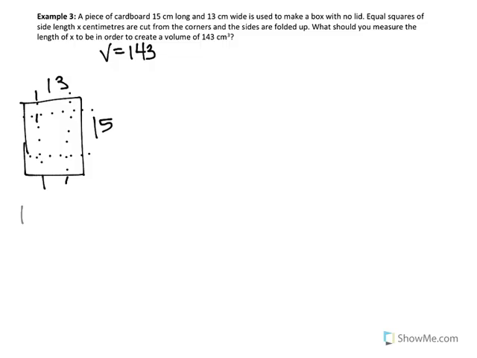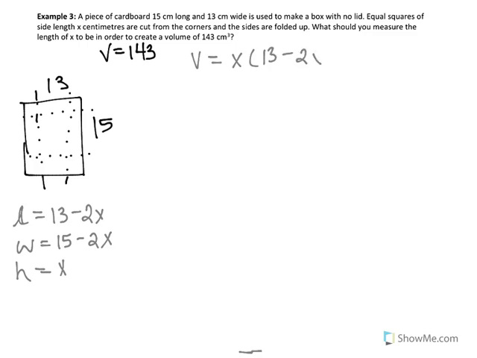So our length is going to be 13 minus 2x, and our width is going to be 15 minus 2x. And our height is going to be x. So volume is equal to x times 13 minus 2x times 15 minus 2x, and we're going to make it 143. I'm just going to write this. Okay, so we want to solve for x.